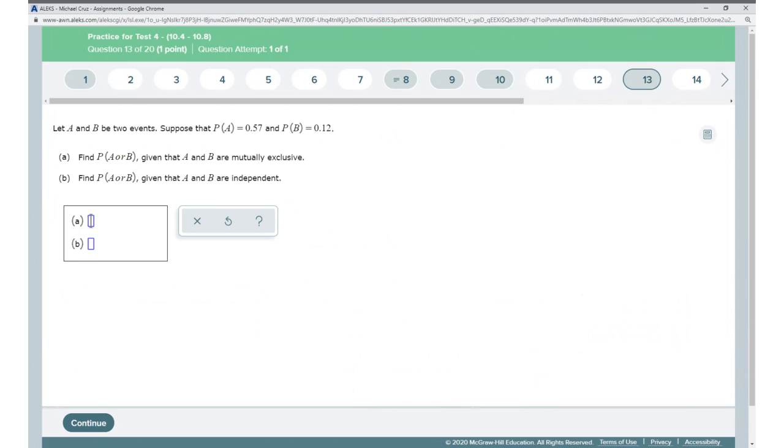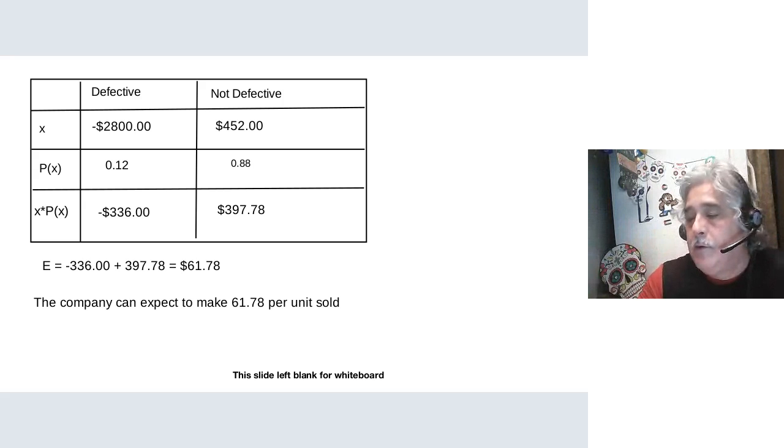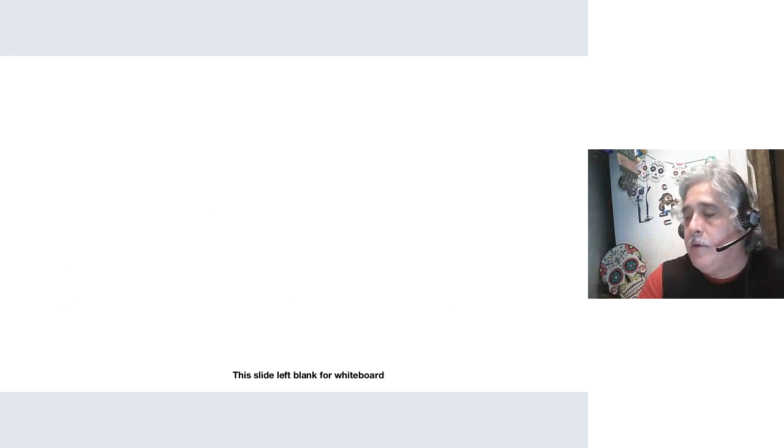When I did this in my other class, the first one was independent. I would much rather that they say not mutually exclusive for B, but they choose to do it like this. But this is what it all boils down to. We need that formula, the OR formula. I'm just going to write that OR formula down in case you don't remember it.